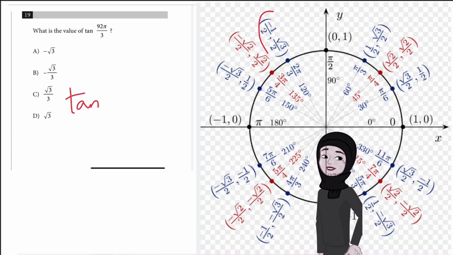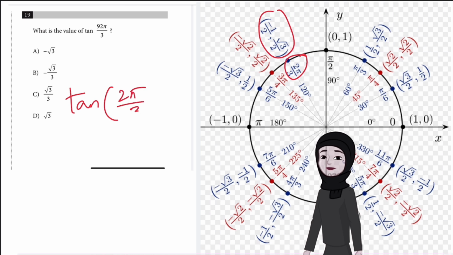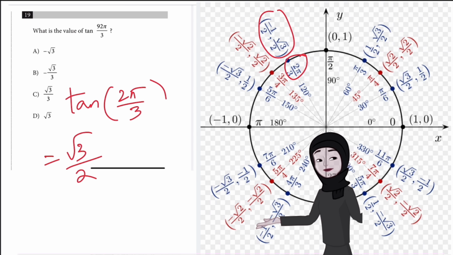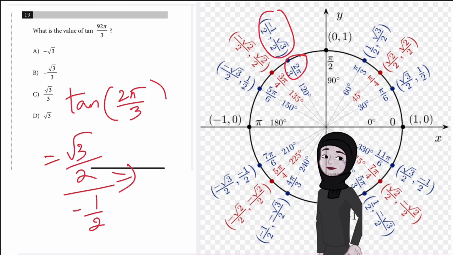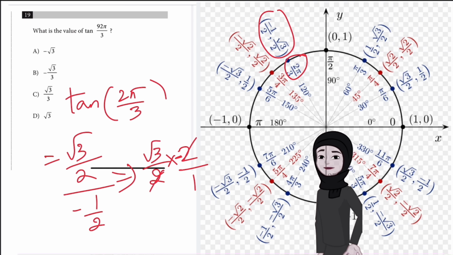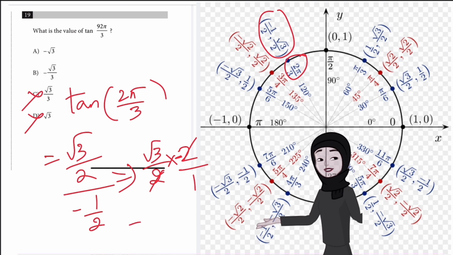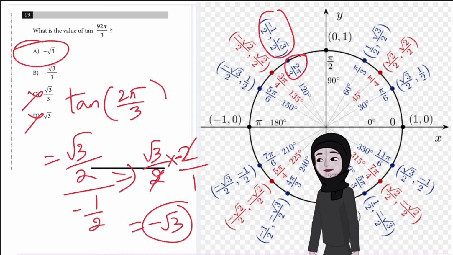Once more I will mark it, this is 2π/3, and so tan of 2π/3 is equal to square root of 3 by 2, which is the y coordinate, divided by the x coordinate, which is negative half. When you divide fractions, you have to multiply by the reciprocal. And remember, there is a negative sign also. Second quadrant means you will have a negative sign, so in fact you can eliminate answer choices C and D. After simplification, you can see that it is negative square root of 3. Answer choice A is the correct answer.